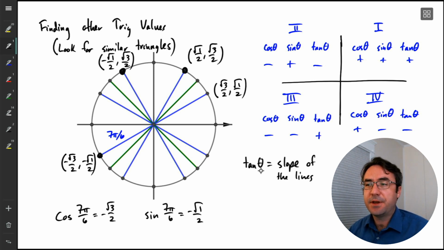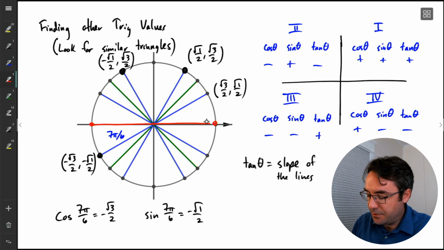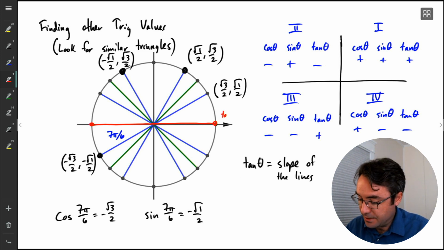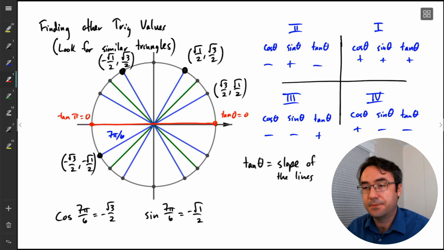And if you think of the tangent theta as being the slope of all these lines, it might give you a way to help remember some of the tangent values. So for instance, if we're looking at the tangent value when we're on this horizontal line, so when theta is 0 or when theta is equal to pi, it's a horizontal line, so the slope is 0. So tangent of 0 is 0. Tangent of pi is 0.